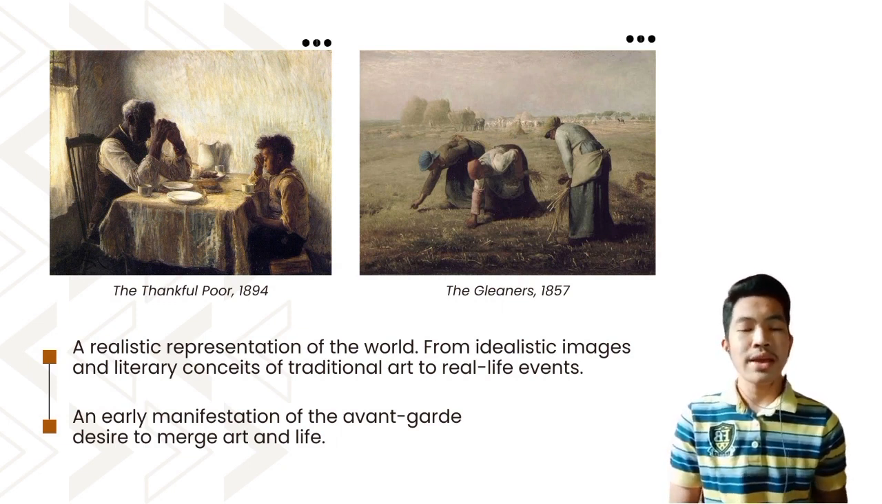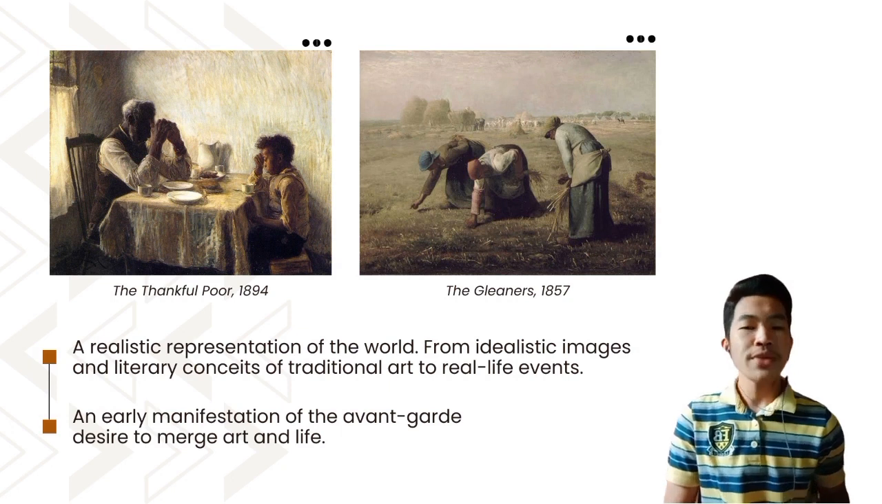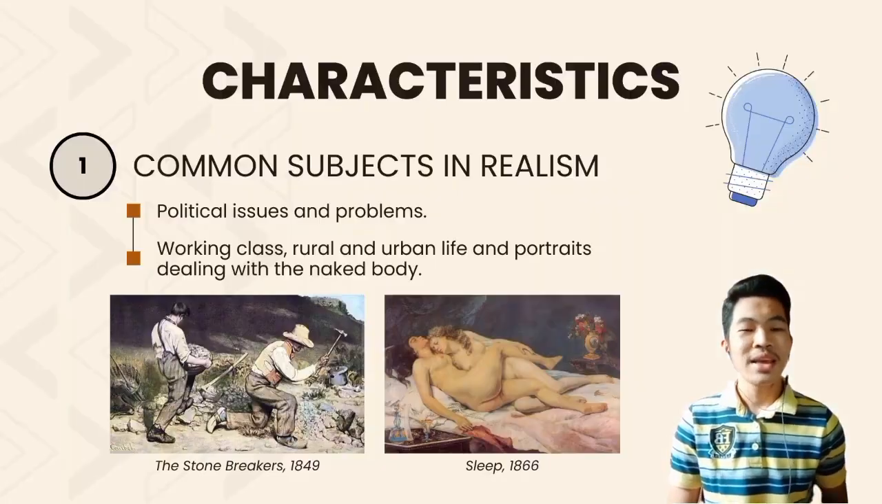Their choice to bring everyday life into their canvases was an early manifestation of the avant-garde desire to merge art and life, and their refusal of pictorial techniques like perspective prefigured the many 20th century definitions and redefinitions of modernism. So now that we have known the definition and overview of realism, let's proceed with its defining characteristics.